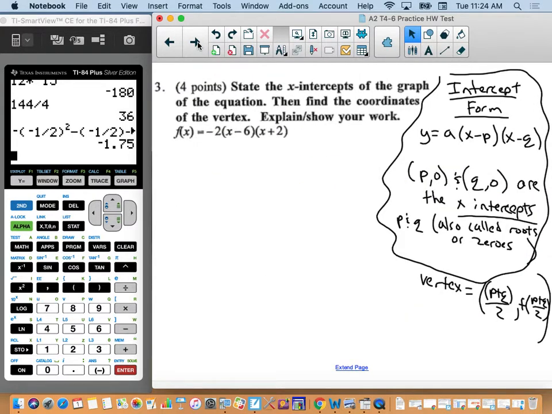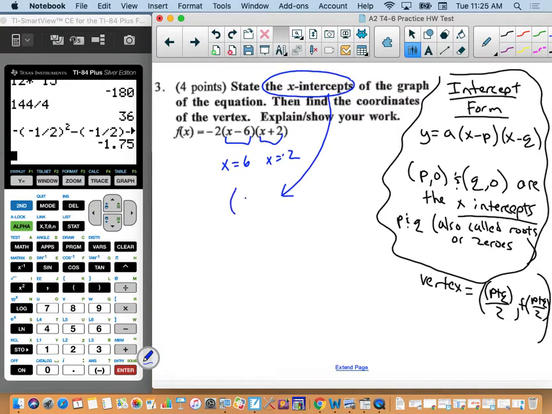The third form here is intercept form. In intercept form, the values that make this 0, in this case 6 and negative 2, will make the whole function 0. So they are called the zeros of the function, or the roots. And they translate to our x-intercepts. So the x-intercepts will be 2 points, the point 6, 0 and the point negative 2, 0. If you plug those values into the equation for x, the function's value will equal 0. That corresponds to those points on the graph, which are the x-intercepts.